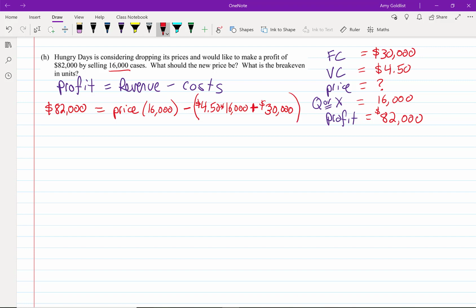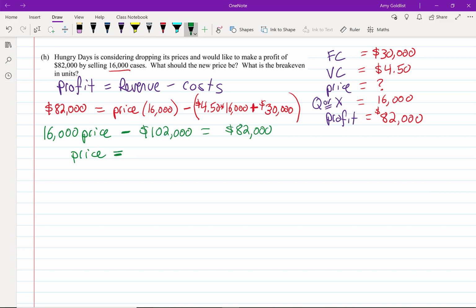Once I put this together, what we're going to do is clean up this equation. Moving the sides over, I'm going to say 16,000 times price minus what goes in this whole bracket. Dump that into a calculator and it's 102,000. That equals 82,000.